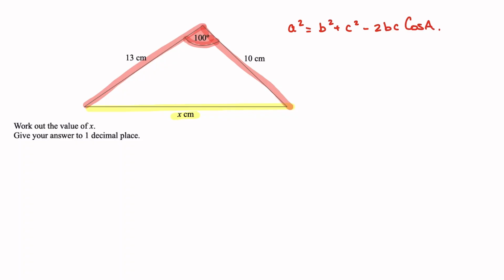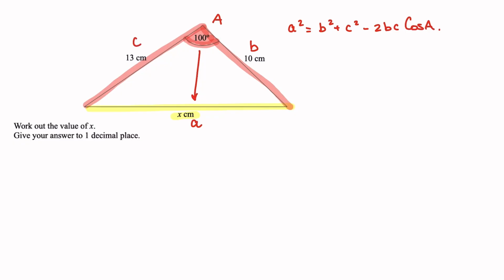Very important to remember that the angle and the side that we're trying to find are opposite each other, and in this case we need to label them as capital A for the angle and small a for the side. It does not really matter which value is your b, either the 10 or the 13, or the c. In this case, I will label my b as 10 and the 13 centimeters as my c.